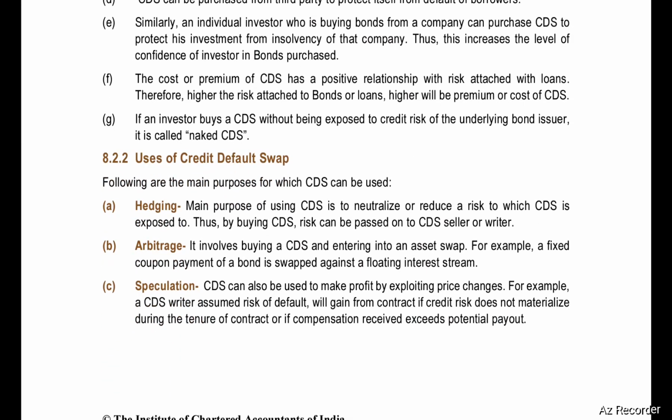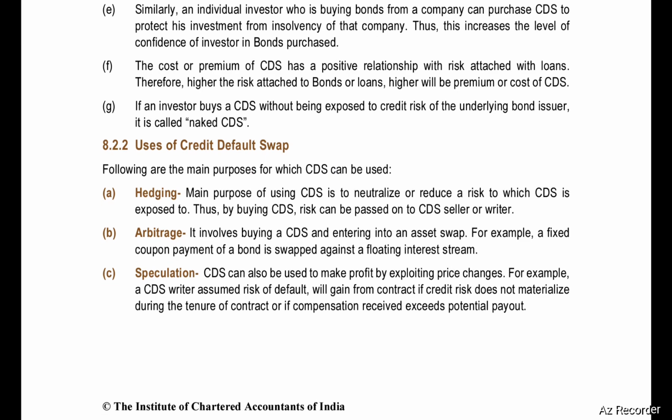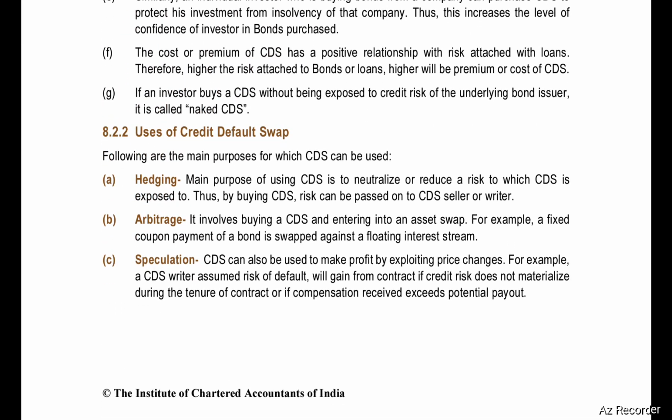Uses of credit default swaps. Following are the main purposes for which CDS can be used. First one, hedging. Next, arbitrage. Next, speculation. Hedging. Main purpose of using CDS is to neutralize or reduce the risk to which the buyer is exposed to. Thus, by buying CDS, a risk can be passed on to CDS seller or writer.